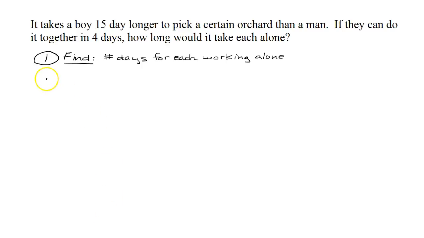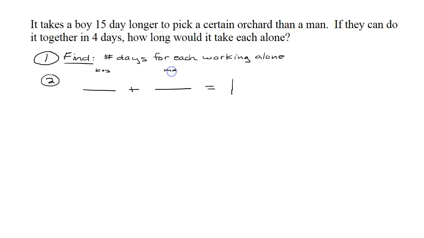Now for step 2, as we did before, we're going to set up a fraction for each of the people involved. Then the one job that they're doing is this picking the orchard. So I'm going to have a boy and I'm going to have a man.